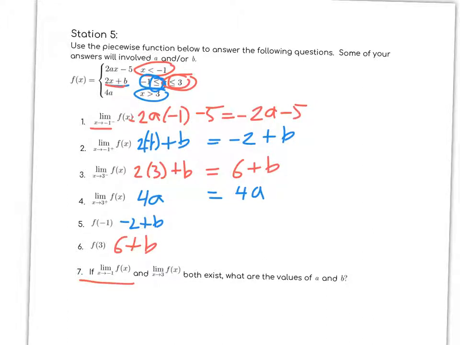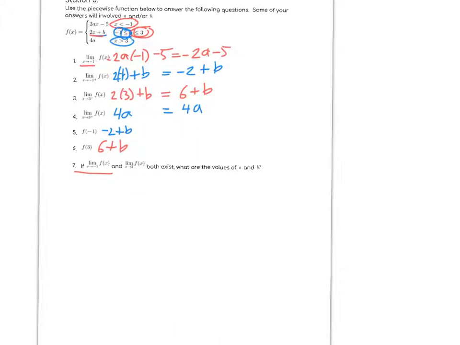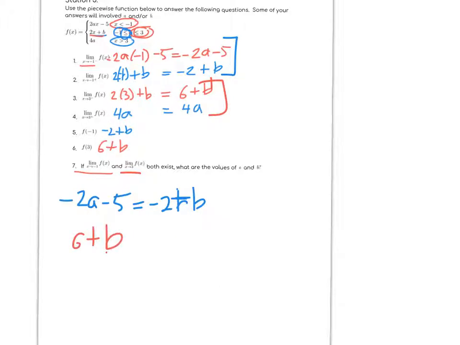If the limit as x approaches -1 and the limit as x approaches 3 both exist, what are some values of a and b? So what that really is telling us is that if the limit as x approaches -1 exists, these first two things have to be equal. -2a minus 5 must equal -2 plus b. For 3, the next two things must be equal. 6 plus b, I'm so glad those are the two numbers and letters that we're using, those don't look the same at all, is equal to 4a.